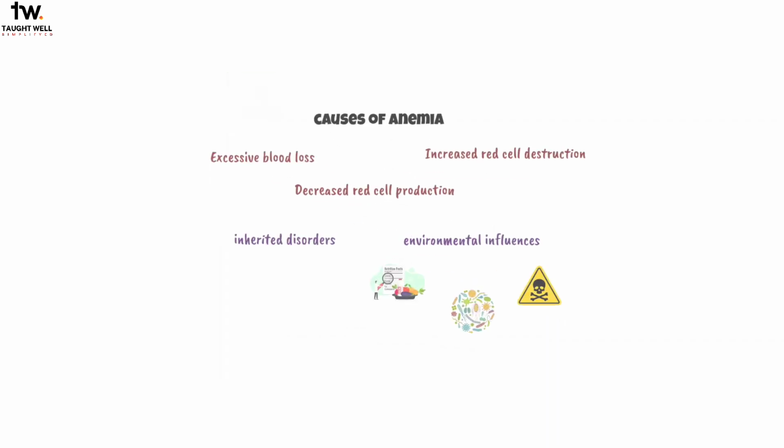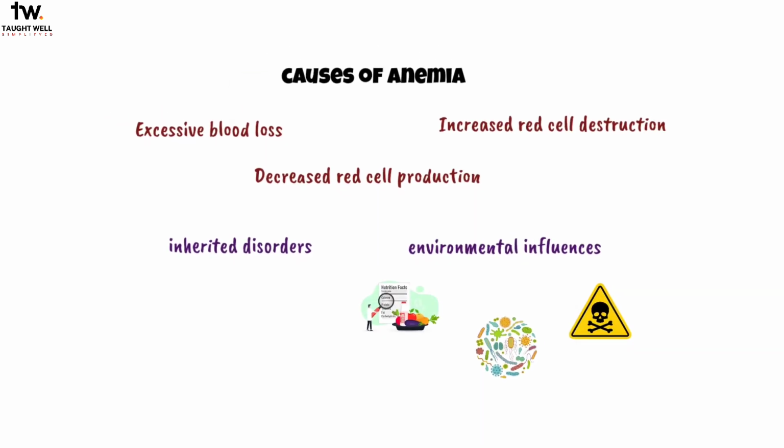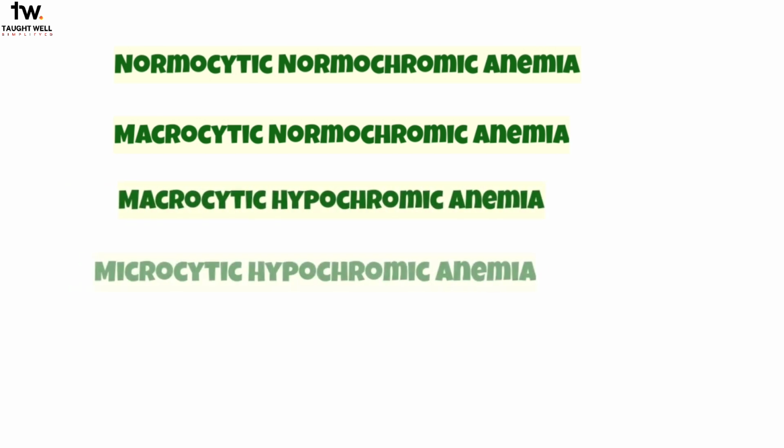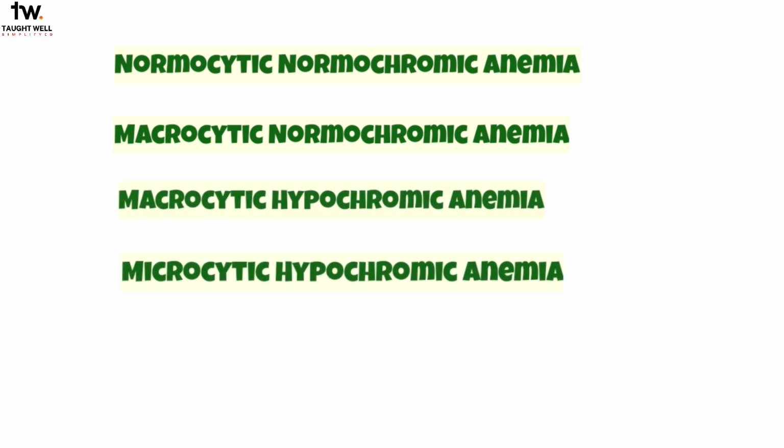There are various causes of anemia like excessive blood loss, decreased red cell production, or increased red cell destruction. All these incidents are caused either by inherited disorders or environmental influences such as nutritional problems, infections, and exposure to drugs or toxins. Anemia is classified into 4 types. The first one is normocytic normochromic anemia. The second is macrocytic normochromic anemia. Next is macrocytic hypochromic anemia. And lastly, it is microcytic hypochromic anemia.